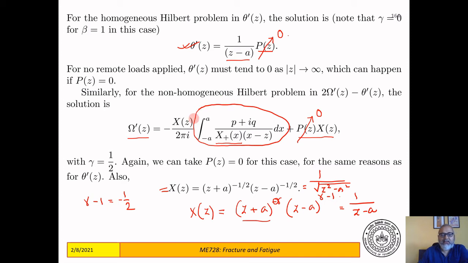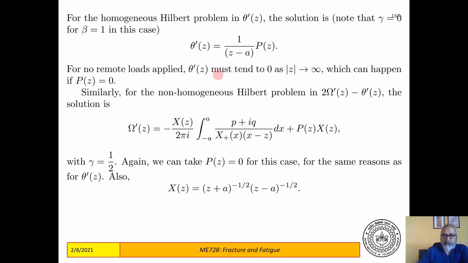So the result is that you have to derive this integral, and if you do that, then you have the whole solution. Xz is given to you. Okay, so let's see how to derive this integral. In this integral, p plus iq is a constant, so we will be able to get away by evaluating this integral.